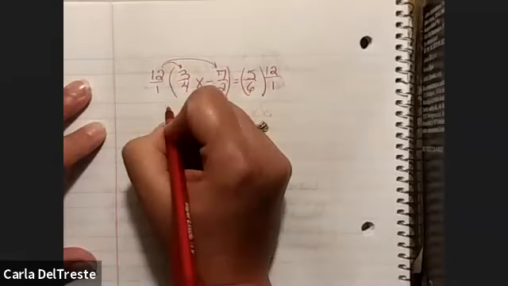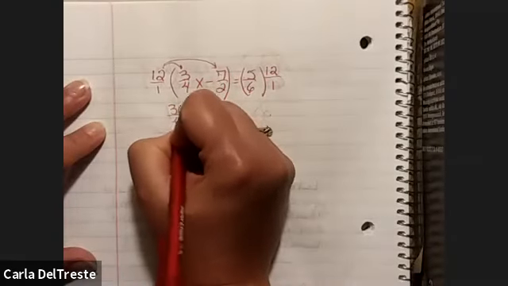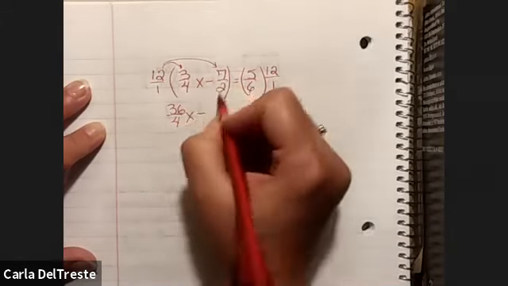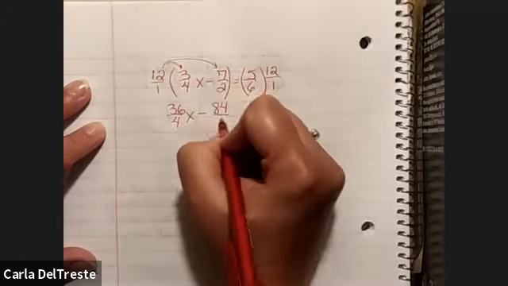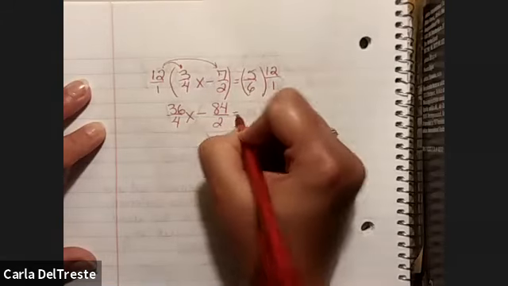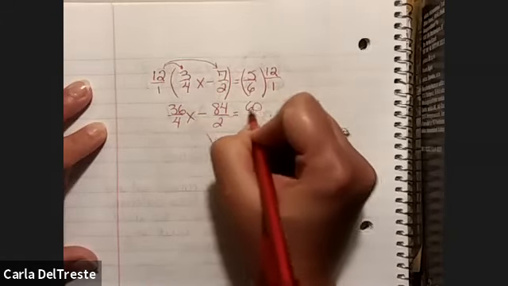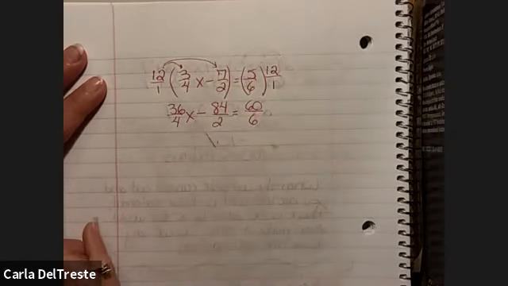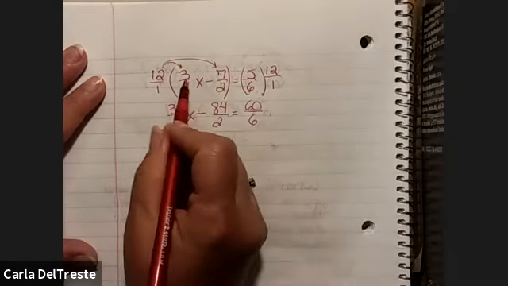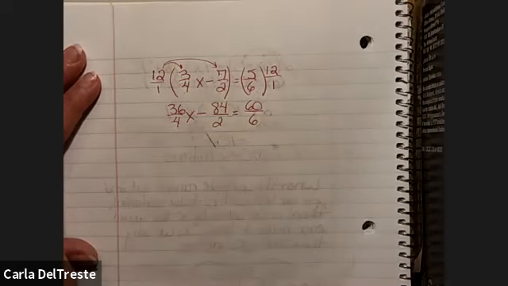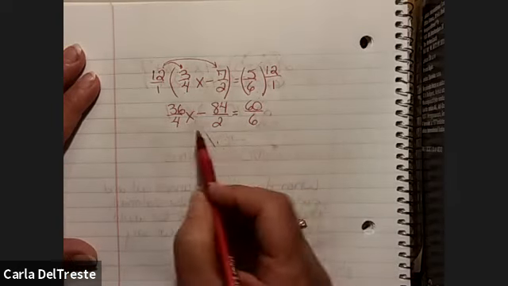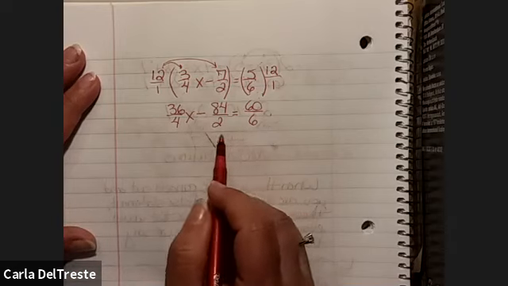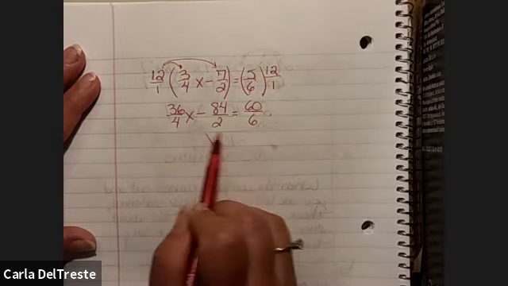So this is going to be 36 over 4x minus 12 times 7 is 84 over 2 equals 12 times 5 is 60. The denominators aren't changing because I'm just multiplying the numerators by 12. You might be going, wait, you lied to me. There's still fractions here. Okay, but look at these fractions.